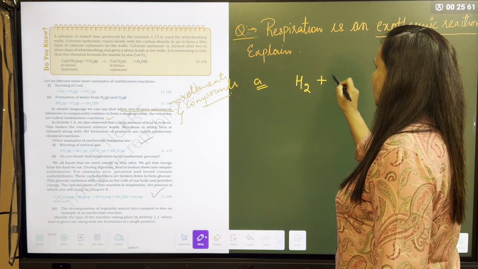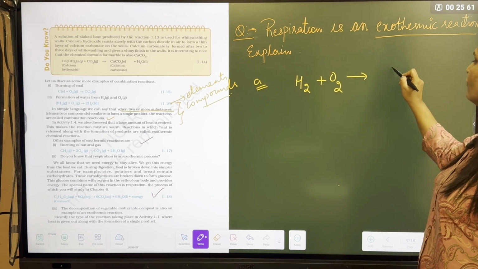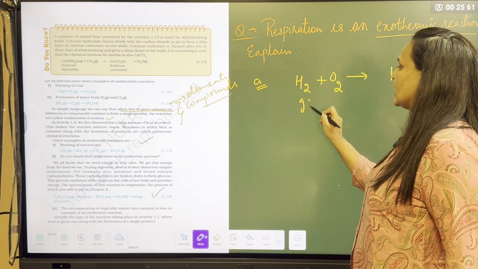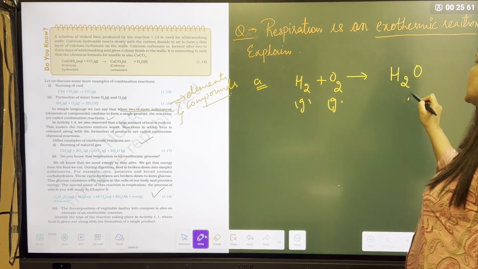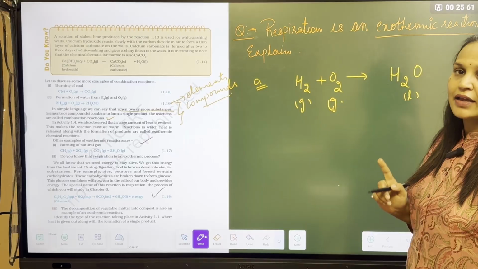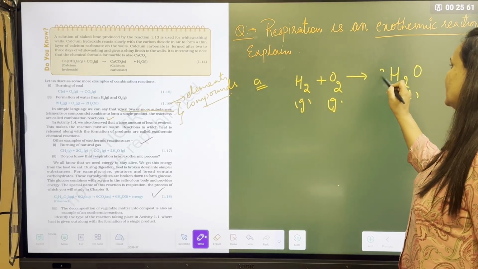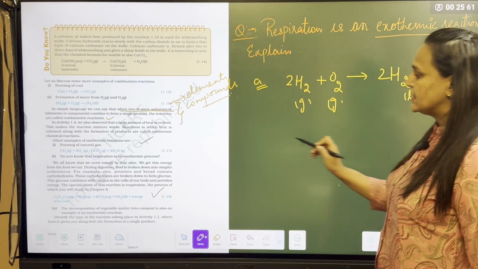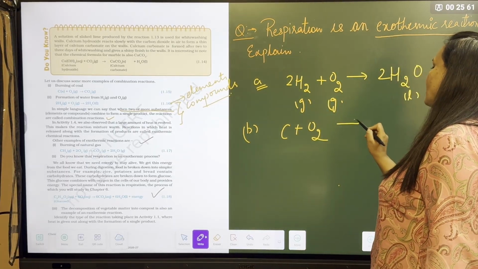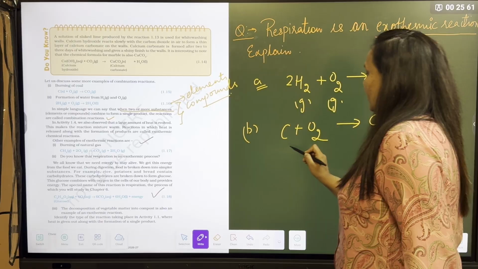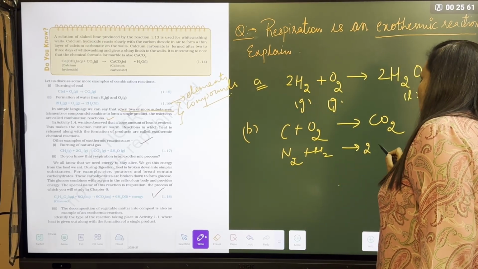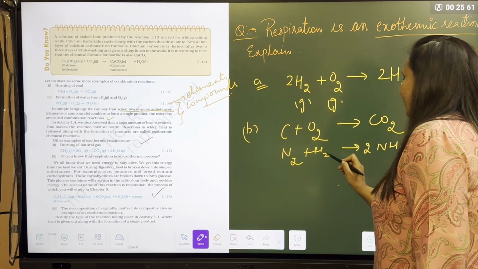For example, hydrogen plus oxygen. What does it make? Water. Now, this is a gas, but this is liquid. But here, is it balanced? No. Whenever we write a chemical reaction, it should be balanced. Second reaction, carbon plus oxygen gives carbon dioxide. Nitrogen plus hydrogen. These are all combination reactions, right?